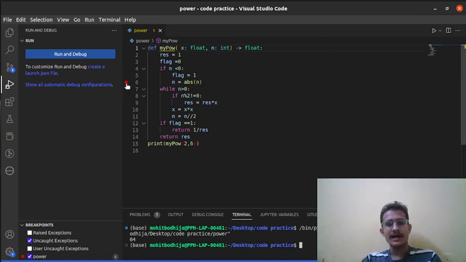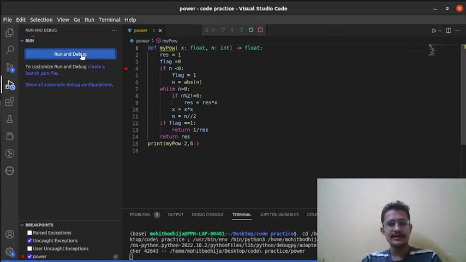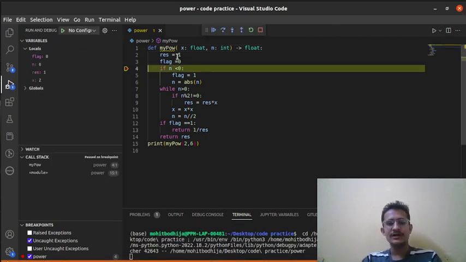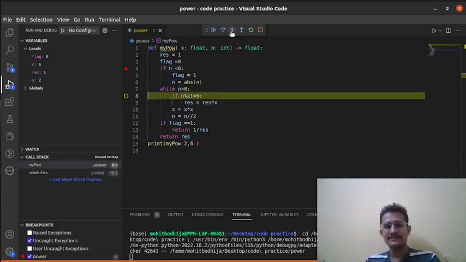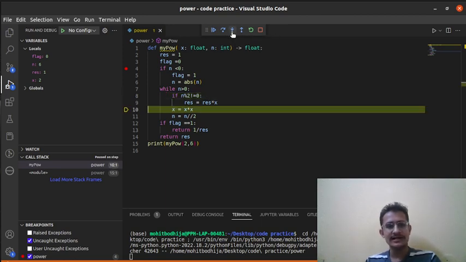Again, let us debug this code. So how is it working? Let us run and debug. First of all, it will check what the value of n is. Initially flag is 0. I have written flag for checking the sign, positive or negative. So n is positive, and we are calculating 2 to the power 6. It will come to the while loop and see whether it is divisible by 2 or not. If it is not divisible by 2, we have to multiply into the result. As it is divisible by 2, it will directly come to x.